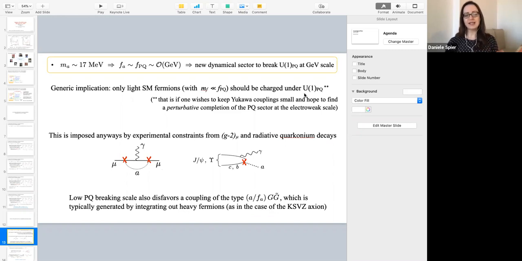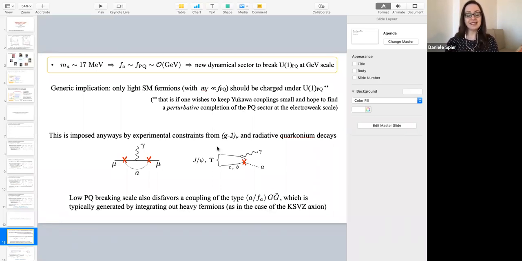If you want to insist on charging, say, the bottom quark under this PQ symmetry, then you have to deal with very large Yukawa couplings, which are running into the non-perturbative regime, which then makes it very hard for you to find a perturbative UV completion for this model at the electroweak scale. So that's one argument as to why you don't want to charge, say, the bottom quark under U(1)_PQ.